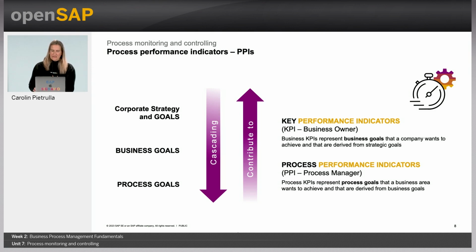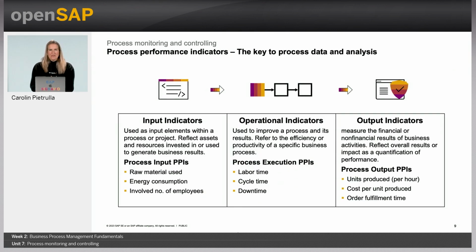Let's take a look at an example. PPIs can be defined at any level in any business area. We distinguish between input indicators, operational indicators, and output indicators. Input indicators reflect the assets needed to achieve a result, such as an amount of raw materials used, energy consumed, or resources required. Operational indicators tell us more about the efficiency of a specific process or activity.